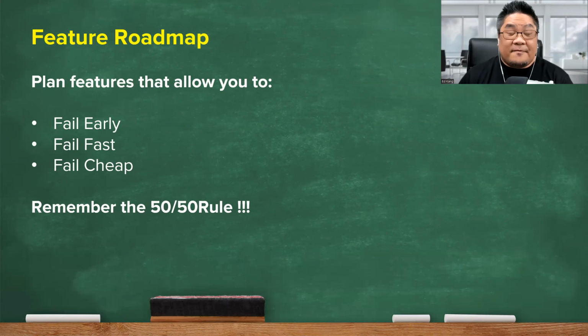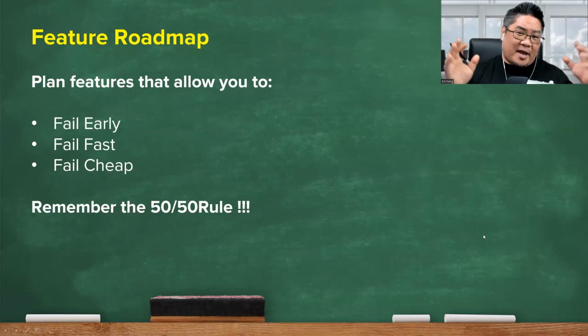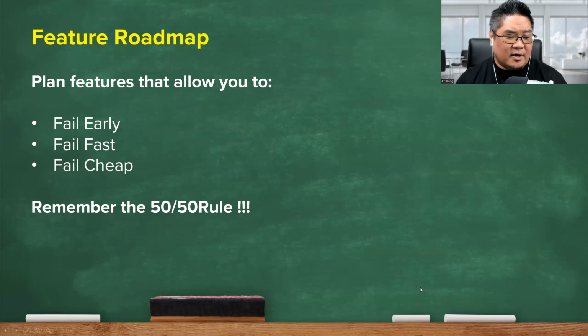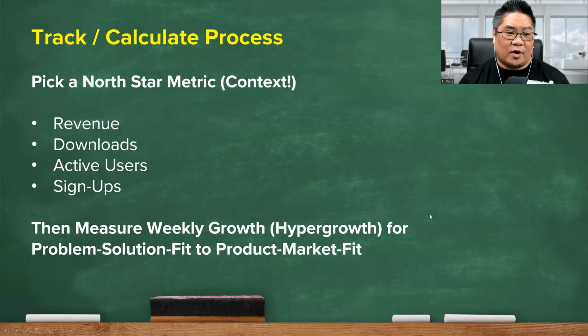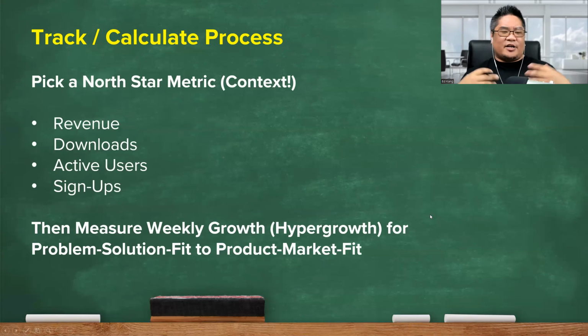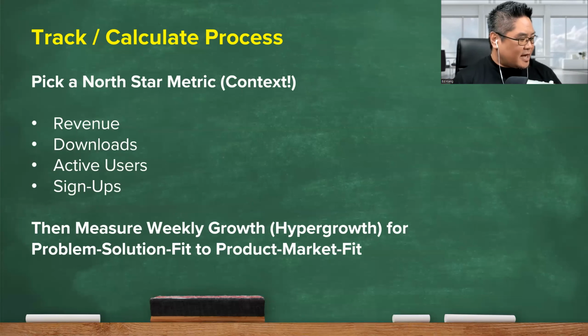But those failures, they got me early, fast, and super cheap to do, versus me going out and saying, okay, I'm going to hire a programmer and get them working on the video game right away. No, my feature roadmap is really truncated down to the 50-50 rule: fail early, fail fast, fail cheap. That's how that works. So then next, how do you track and calculate the process?